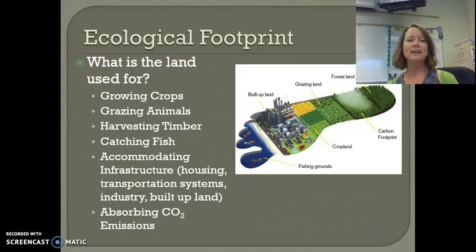All right, so in an ecological footprint, the land area that we're looking at is the land needed for growing crops and grazing animals, the land used for harvesting the timber, catching the fish, and even the land that is built up: our infrastructure, houses, transportation, our road systems. We also include the amount of land that's needed to absorb the carbon dioxide we're producing by burning our fossil fuels.